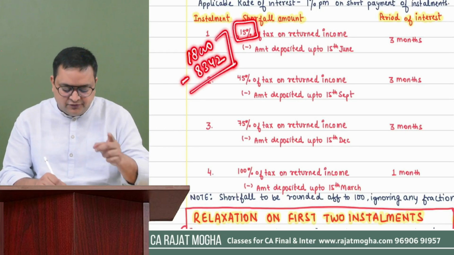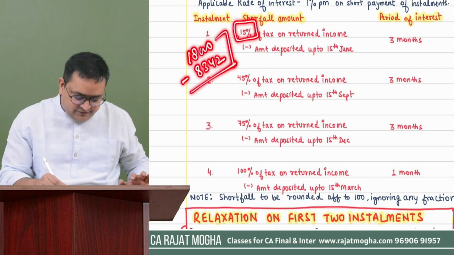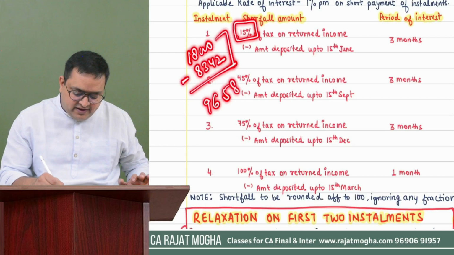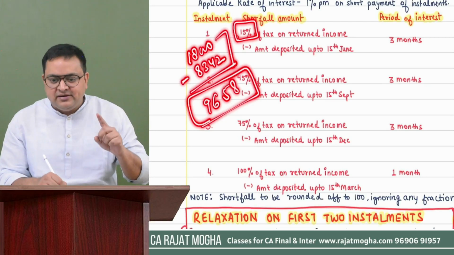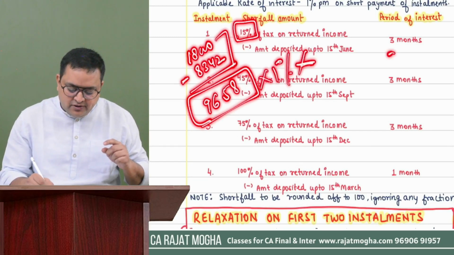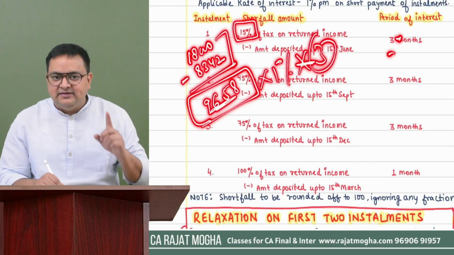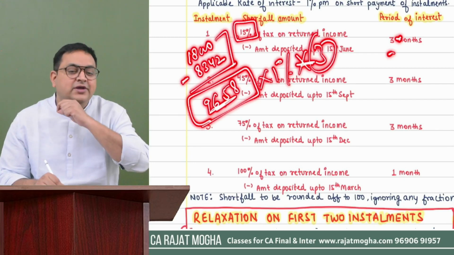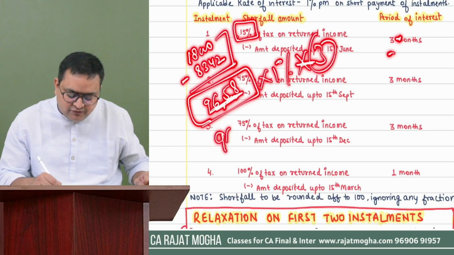So first of all, tell me what is the difference. 18,000 minus 8,342. The difference comes out to be 9,658, right? This is the short payment which you have made. So we have to calculate 1% per month interest. For this installment, we have to calculate 1% for 3 months. 3 months is fixed, I have already said. But this 9,658, how will you take it? Any fraction of 100 you have to ignore. So please ignore 58. In this case, it would be 9,600.